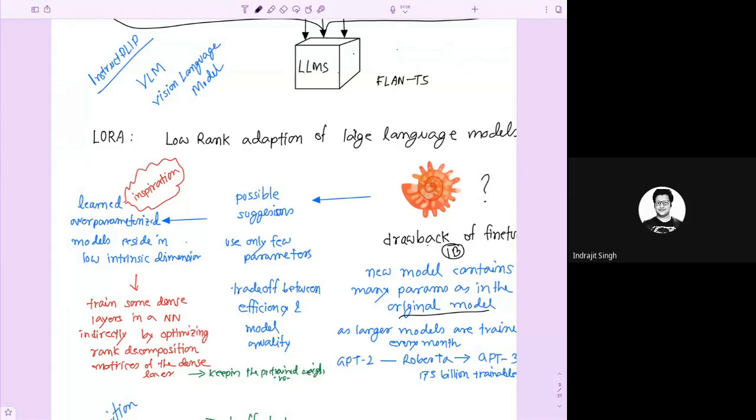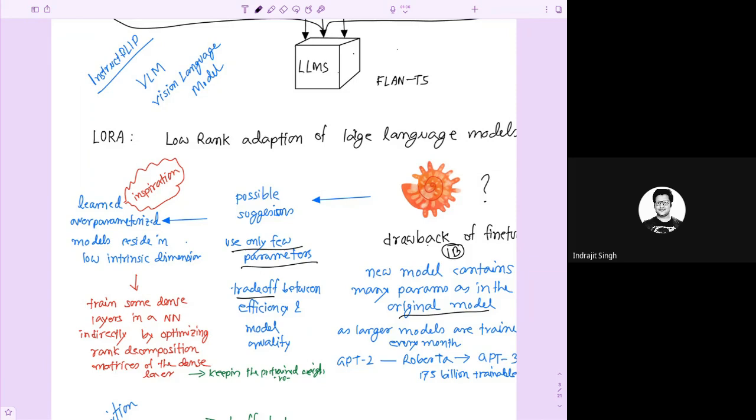So those are the drawbacks, right? And now what is the possible suggestion for that? Possible suggestion is to use only a few parameters to do fine tuning, not all the parameters. Okay, that's the idea that came. But for that you have a trade-off between efficiency and model quality, right? So you won't get both. You'll have to do a trade-off between the efficiency and quality.